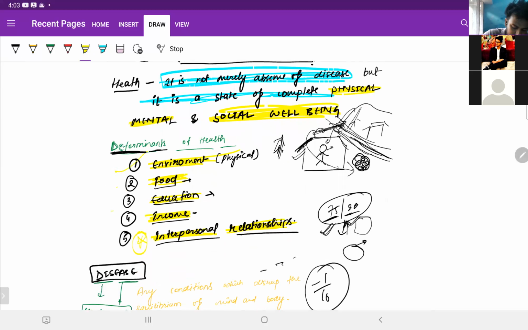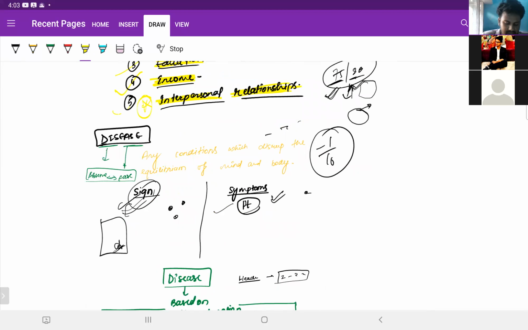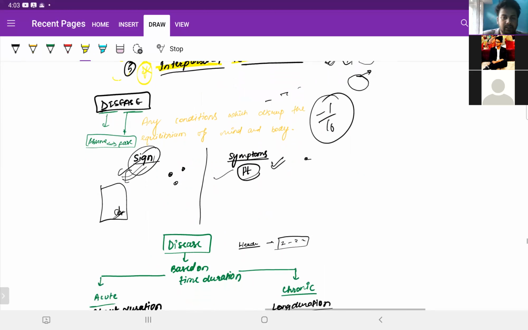I said these are the things which determine the health of an individual, which included the environment, what kind of food you eat, your educational status, income, and these things, right? Then I talked about the definition of disease, right, in which I talked about any condition which hampers the equilibrium of mind and body, right? And then we talked about the difference between sign and symptoms, where whatever the patient describes about his illness is the symptom, and whatever the doctor understands and whatever the doctor sees in that patient are the signs, right?